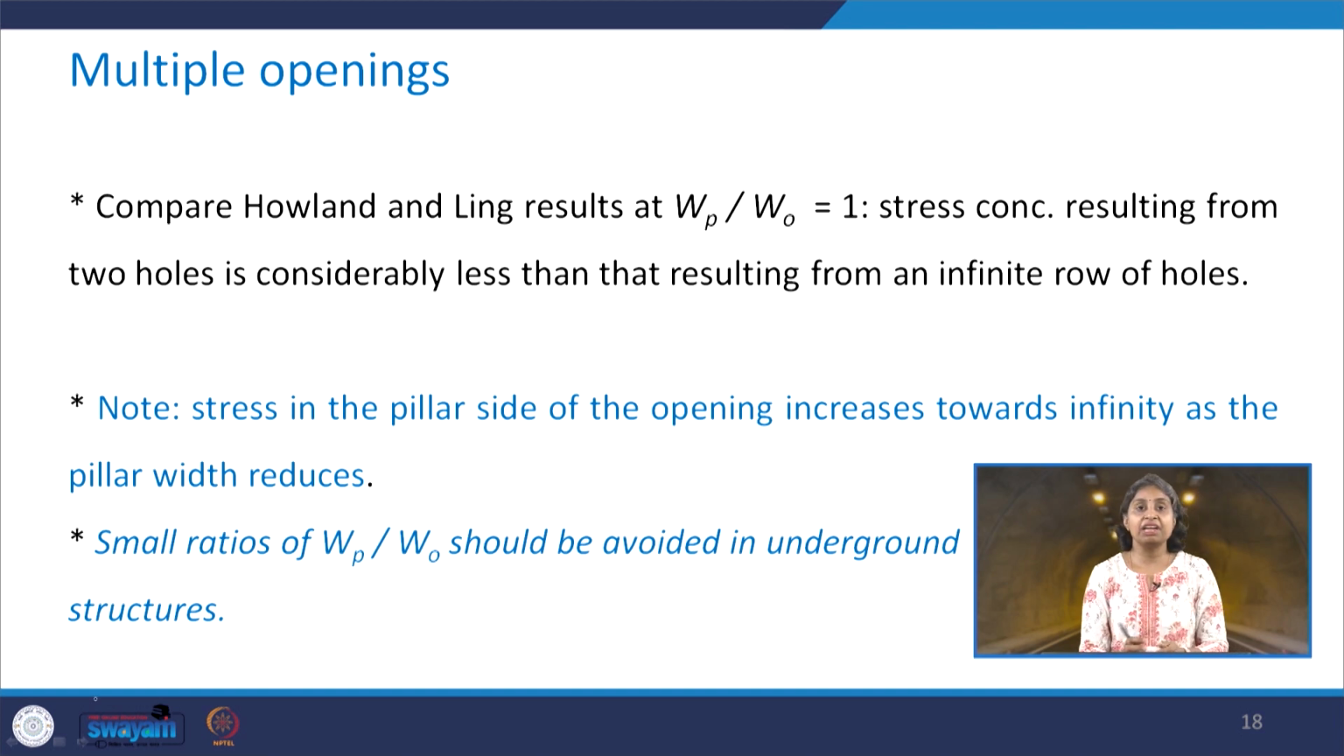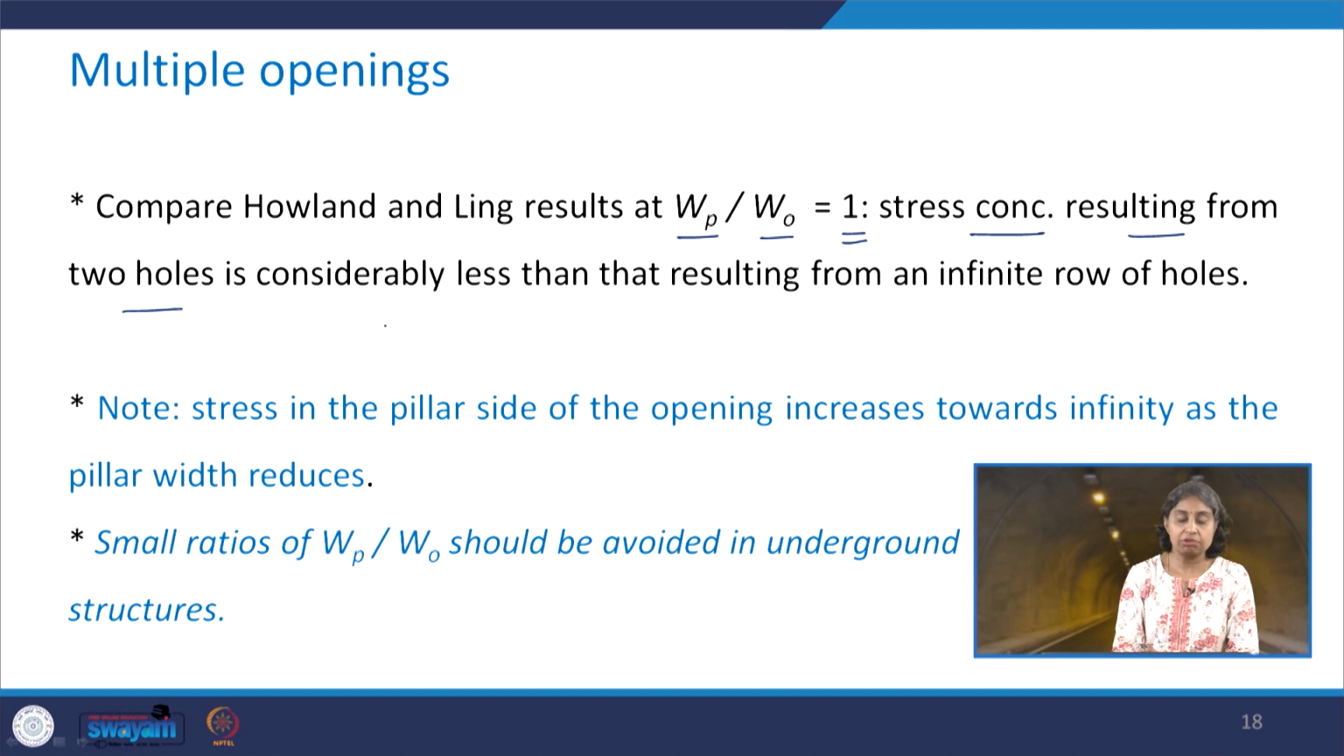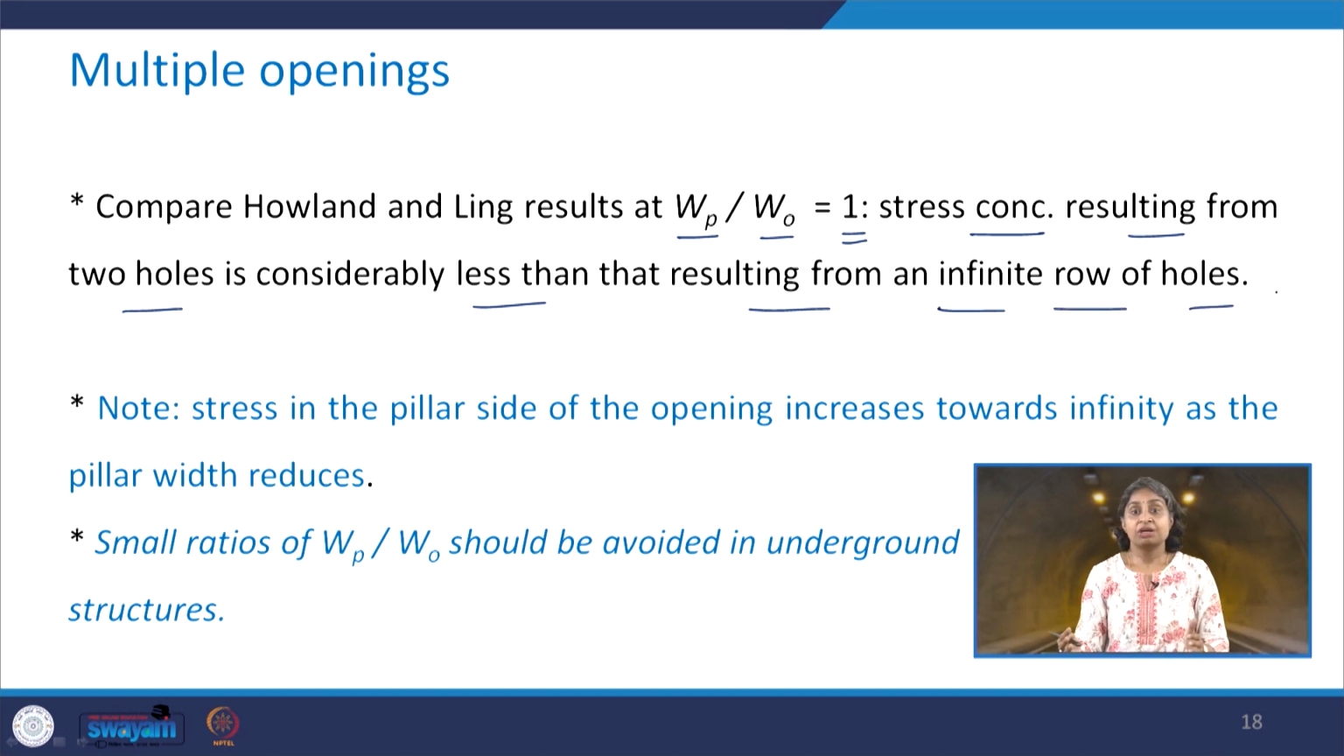Now, if you compare the results of both of these authors at Wp by W naught equal to 1, the stress concentration resulting from the two holes is considerably less than that resulting from the infinite row of holes. So kindly keep this in mind, that if you have two holes and if you have an infinite row of holes, there is going to be a difference in the result.